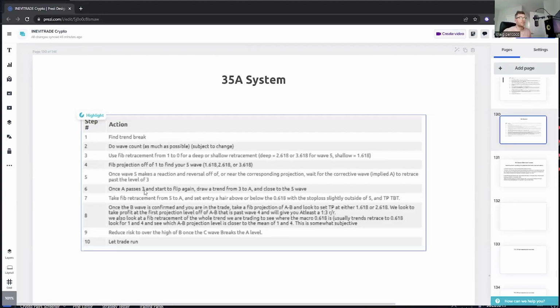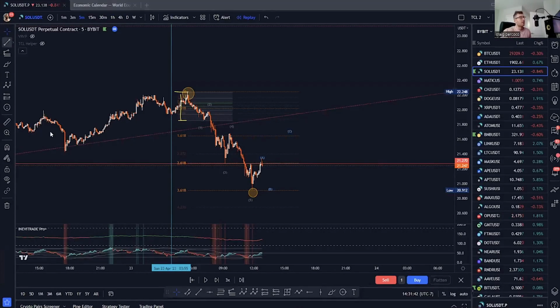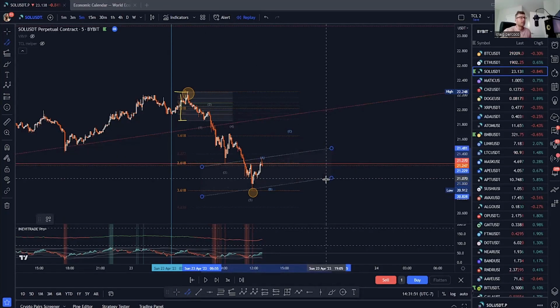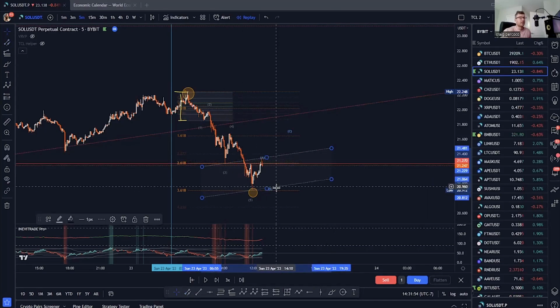So once A passes the 3 and starts to flip again, draw a trend line from 3 to A and close to the 5 wave. So what I mean by that is now we're going to take a parallel trend tool and we're going to start from this 3, go to A. Okay, this is mostly just notional to show you exactly the channel that we're looking to trade. This doesn't have anything to do really with the system other than showing you visually what we're looking at, but this is just a good way. I always do this just to show myself the channel that I'm really trading, right?